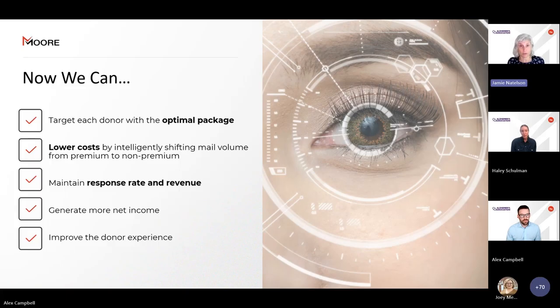We all want more net revenue. We all want more revenue. We want better responses, and we can improve the donor experience. And that's what we all want to do. And the assignment model really does this. Alex, on to you.